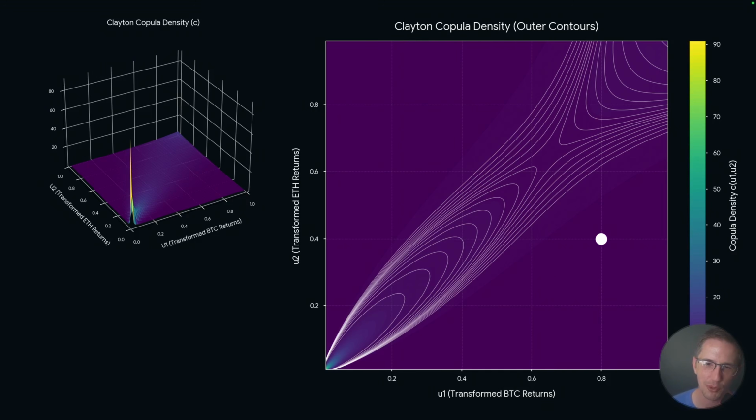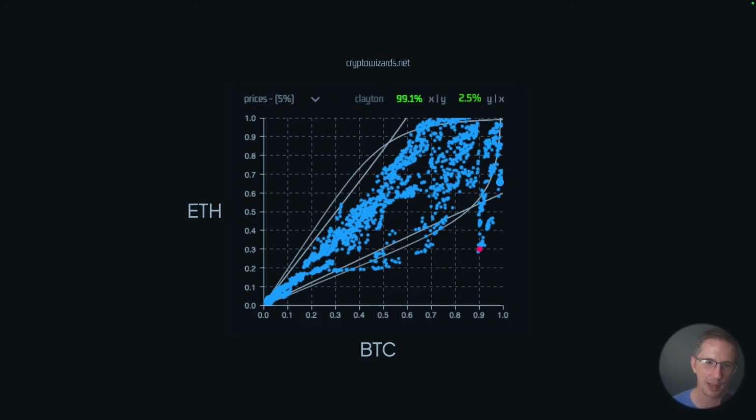Now, let me show you something really interesting, because here's a real snapshot taken from Crypto Wizards of Bitcoin and Ethereum's prices. And you can see that their prices do, in fact, follow this Clayton pattern. You can see that the dependency strengthens a lot as prices go to extreme lows. But as they move to higher highs, then we get more of a fan out, this sort of stingray fold flapping up a bit.